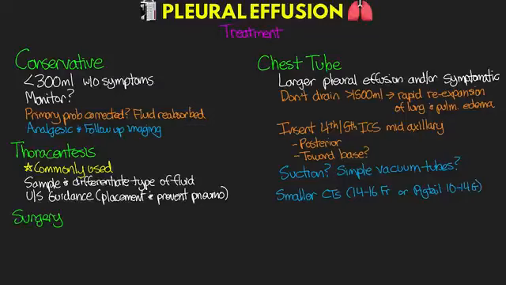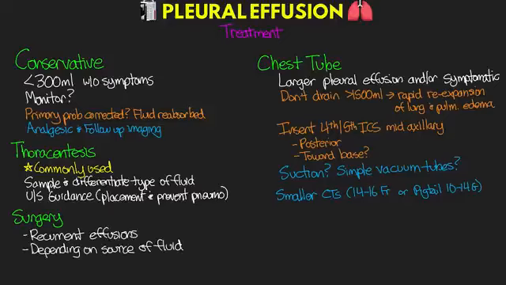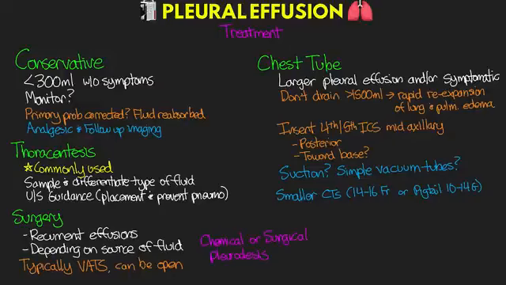And then our final treatment option is potentially surgery. These are really going to be for either recurrent pleural effusions or, depending on the source of the fluid, we may have to resort to surgery. A lot of times this can be done with video assisted thoracoscopic surgery or the VATS, but it can also be an open thoracotomy. And then chemical or surgical pleurodesis may also be warranted for patients who do have these recurrent effusions.